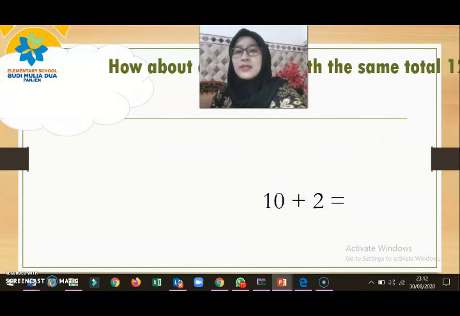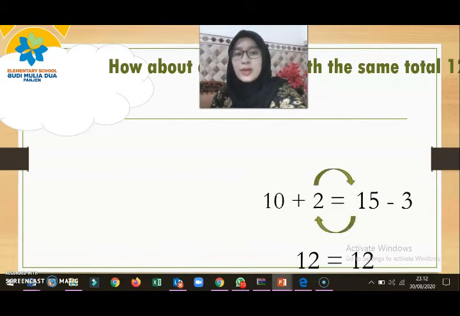What about calculation with the same total of 12? First, let's make one addition that has the total 12. 10 plus 2. And then what about the other form? Yeah, the subtraction form is 15 minus 3. So, they have the equivalent total too. 12 and 12. Nah, so they are equivalent.